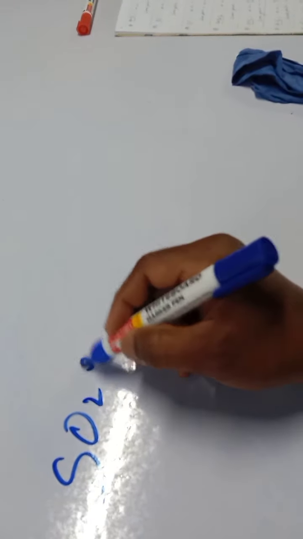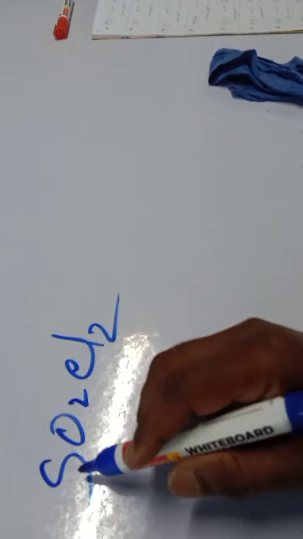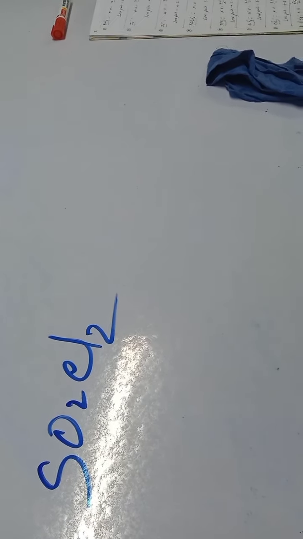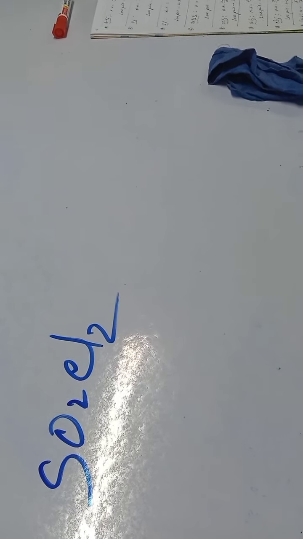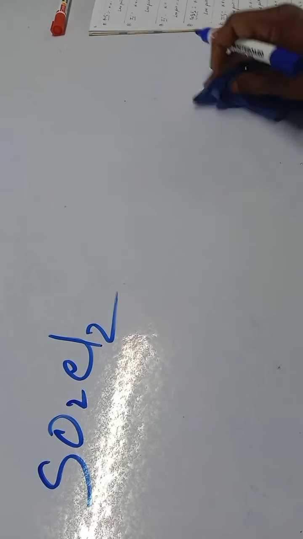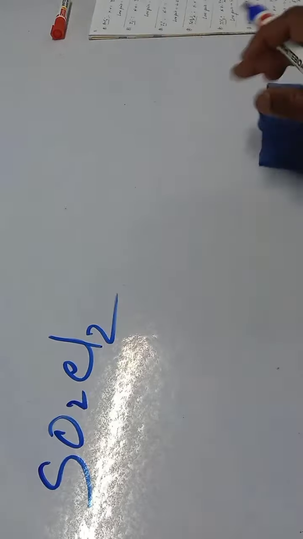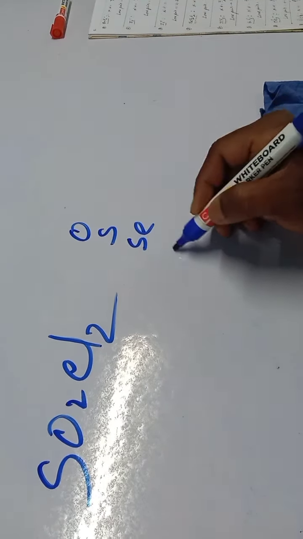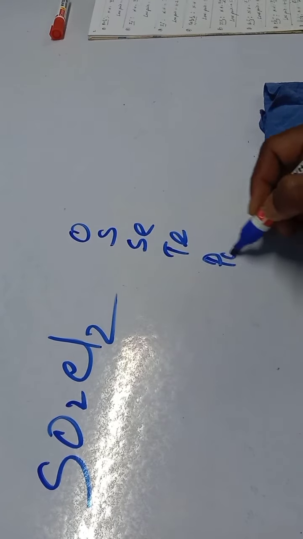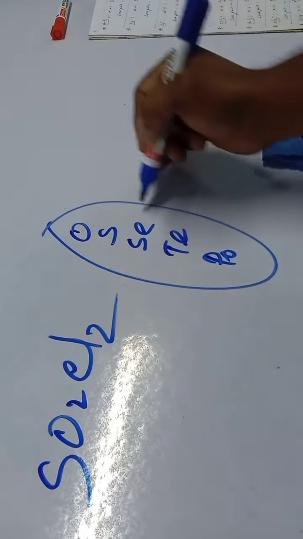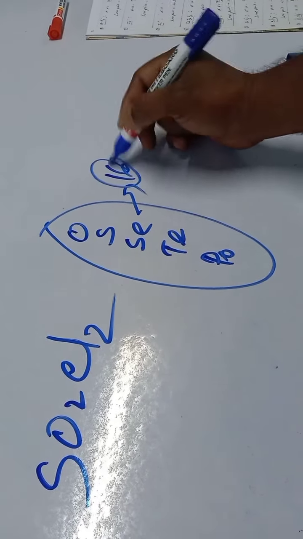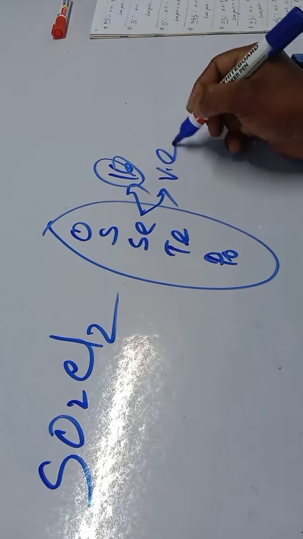Okay, my dear viewers, SO2Cl2. Sulfur is also a group 16 element. The group 16 elements are oxygen, sulfur, selenium, tellurium, polonium. All the group 16 elements have valence electron 6.